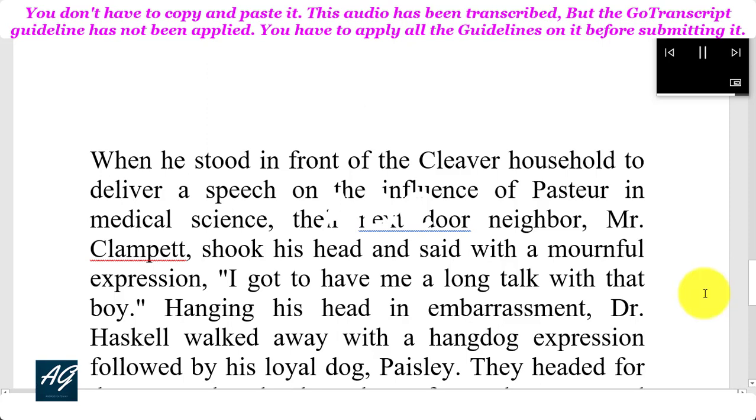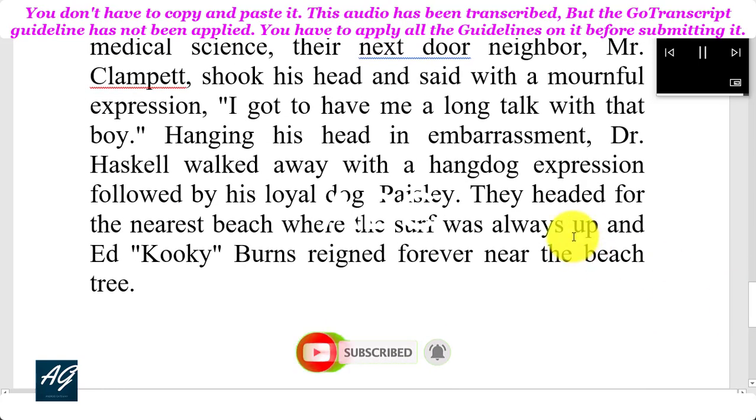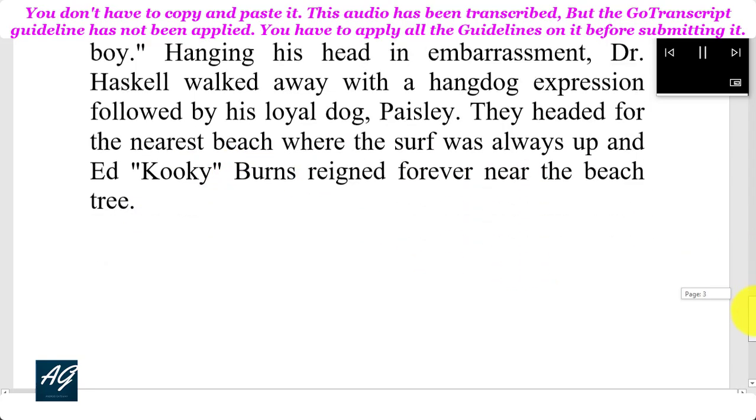When he stood in front of the Cleaver household to deliver a speech on the influence of Pasteur in medical science, their next-door neighbor, Mr. Clampett, shook his head and said with a mournful expression, "I gotta have me a long talk with that boy." Hanging his head in embarrassment, Dr. Haskell walked away with a hangdog expression, followed by his loyal dog, Paisley. They headed for the nearest beach, where the surf was always up and Ed Kooky Burns reigned forever near the beech tree. This audio is used for the transcriber test at GoTranscript.